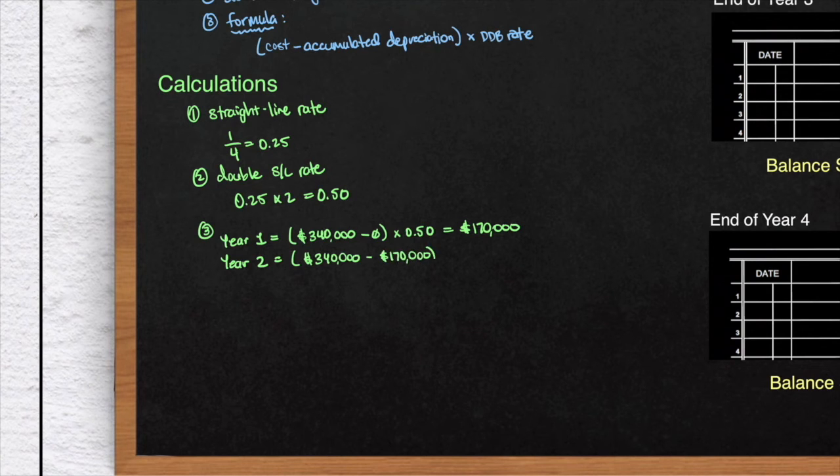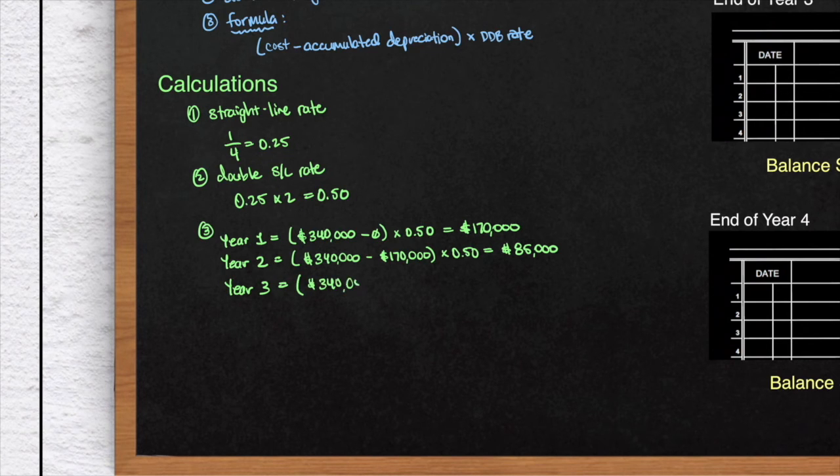In year 2, same formula, $340,000, but now you have accumulated depreciation from the first year, which is $170,000, so subtract that, times the double declining balance rate of 0.50, and you'll get $85,000.